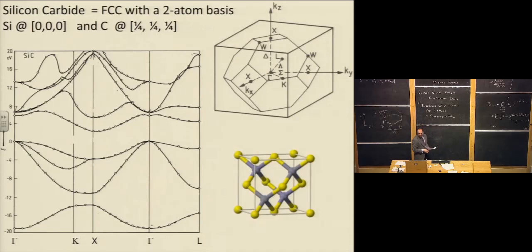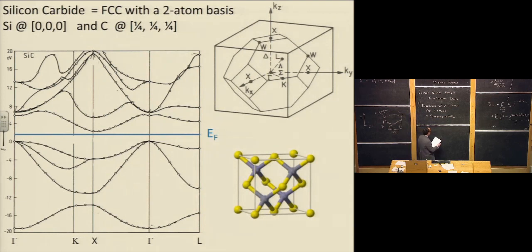So this picture of silicon carbide, these bands here are all filled. The Fermi energy, or the chemical potential, lies in the middle of this gap. So you would say that it's an insulator or a semiconductor. And if you look at the difference in energy between the lowest point of the conduction band and the highest point of the valence band, it's a little less than 4 eV, so we would say silicon carbide is a semiconductor.